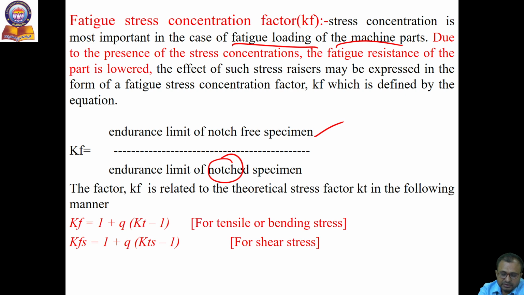So here we need to establish the relation between the fatigue stress concentration and theoretical stress concentration. In case, Kf is equal to 1 plus q into Kt minus 1, this is for tensile or bending stress. In case you want to define the same equation for shear stress, then Kf is equal to 1 plus q into Kts minus 1. You just need to add only s because it is shear.